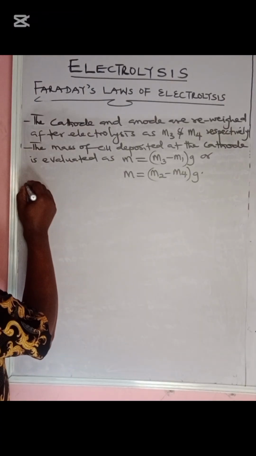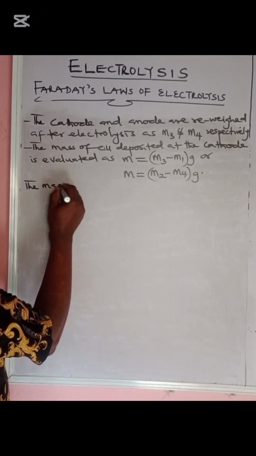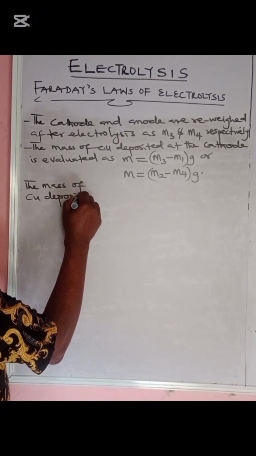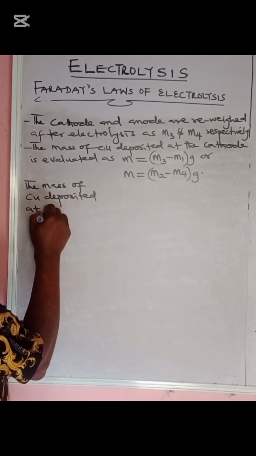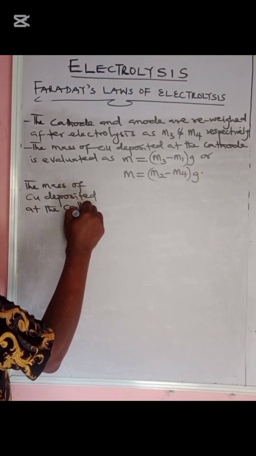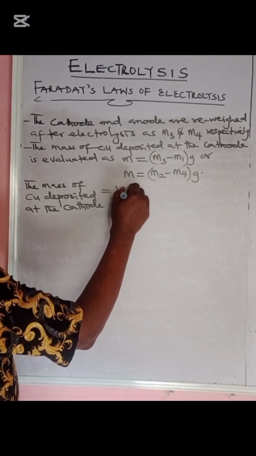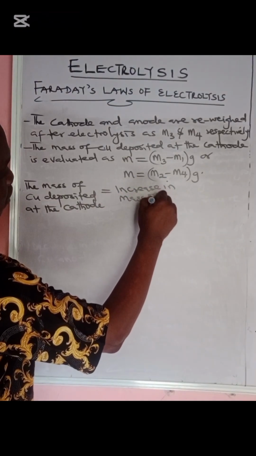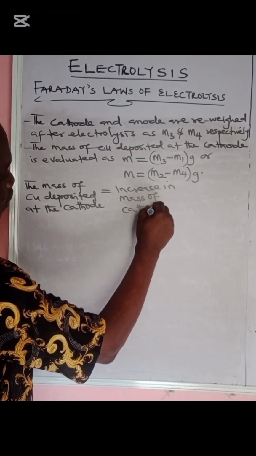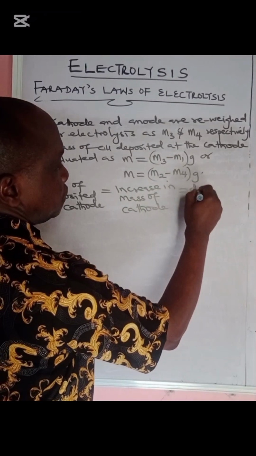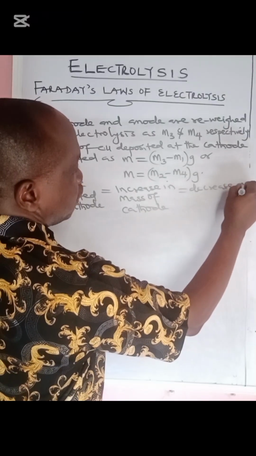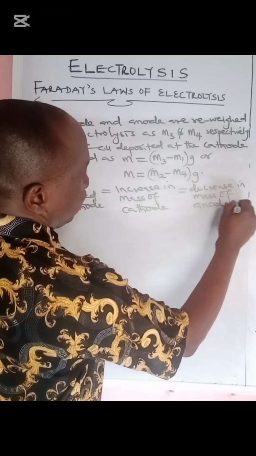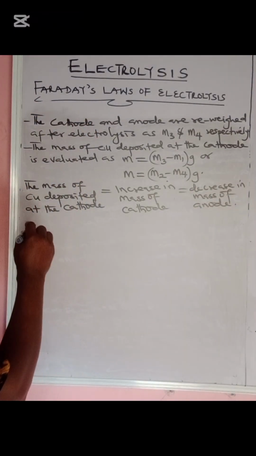This one is telling us that the mass of copper deposited at the cathode is equal to increase in mass of cathode, which is also equal to decrease in mass of anode. Take note of that.